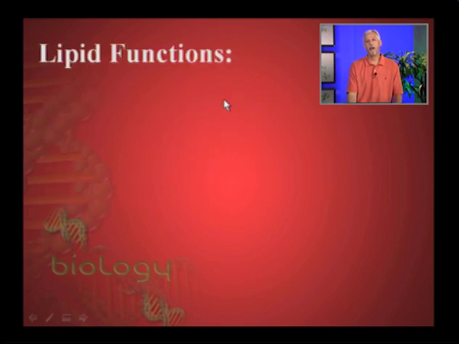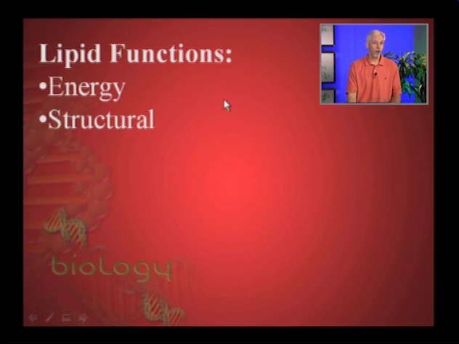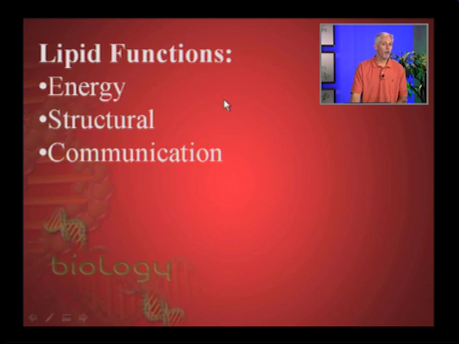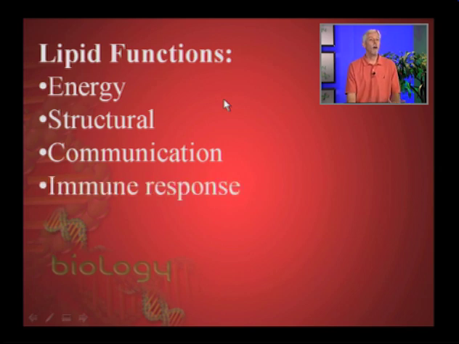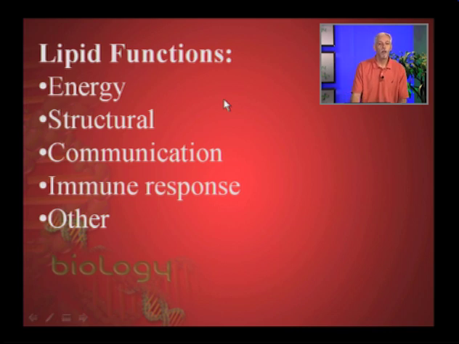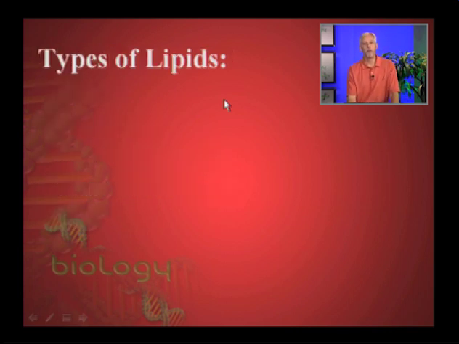So lipids have a number of functions, primarily as an energy source. They are also structural in some cases. We'll talk about some structural lipids. They can also play a role in communication between cells, different parts of the body. And then also they can play a role in immune responses. Sometimes lipids are part of what our immune system recognizes as either being foreign or native to our body. And they have other functions as well. But again, these would be the primary functions of lipids.